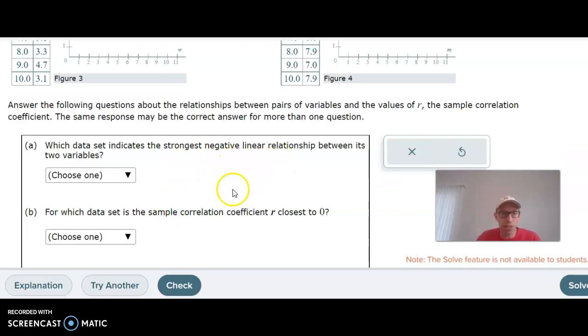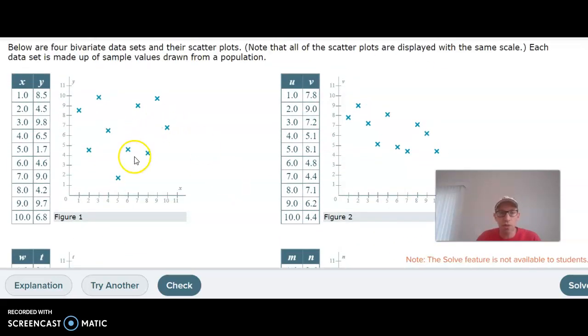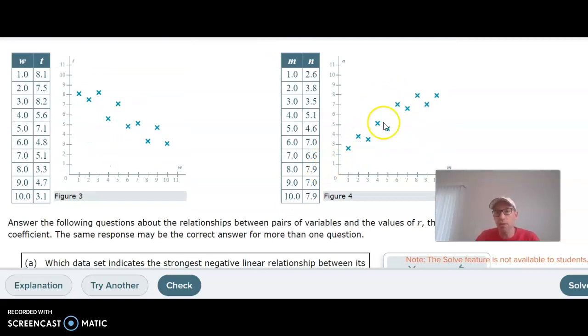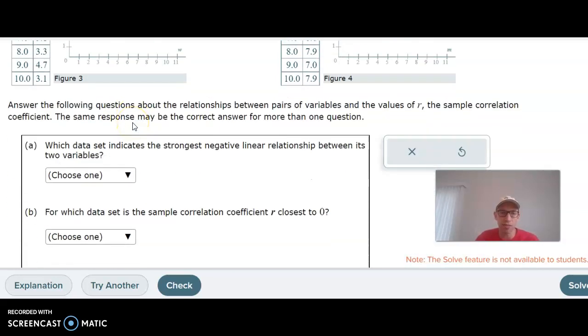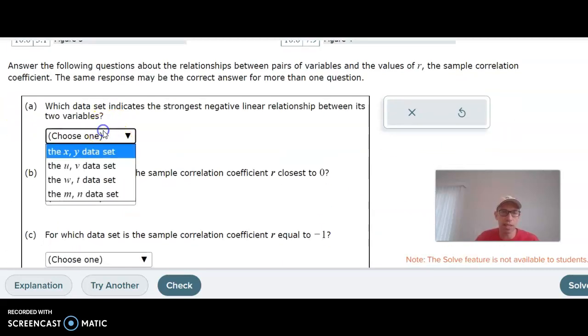Strongest negative linear relationship between the two variables. Well, if we look here, I can't really see. That's a pretty weak relation. I can't even see if it's positive or negative. This one's negative, but they're not super close to the line. The closer they are to a straight line, the closer we would be to -1, which is a really strong relationship. This one here is strong, but it's a positive. And then here, the WT combo, is where you can really picture the line going through those. They're clustered pretty closely, which means we have a strong negative correlation. So that's the WT set there.